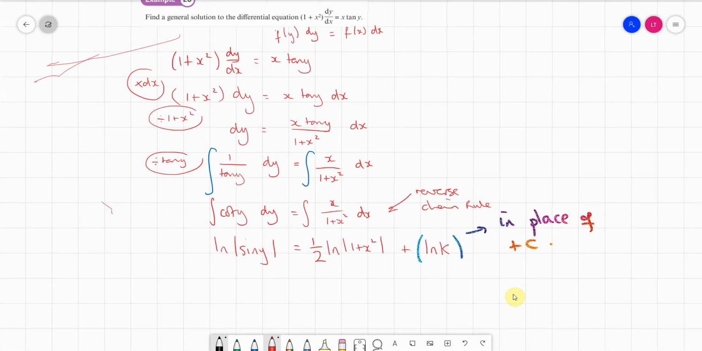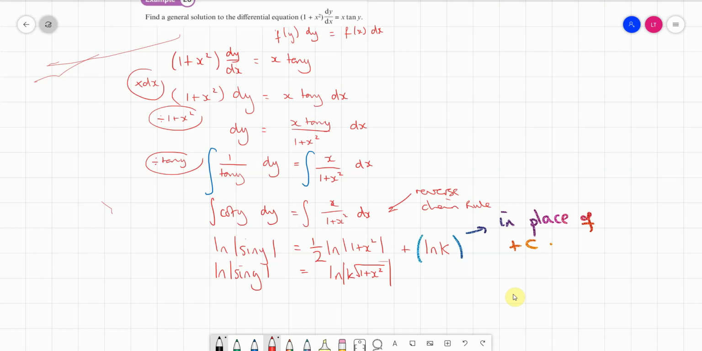So let's just tidy up the log laws on that side before I get rid of the lns. This is going to turn to ln of the square root of 1 plus x squared, because that means I can put it to the power of a half, and a power of a half is a square root. And then when I add this on, it means I can times by k. So that all tidies up to look like that. The reason again is that I can bring the power to a power of a half, which is square root, and then if I'm adding lns, I can times by that.